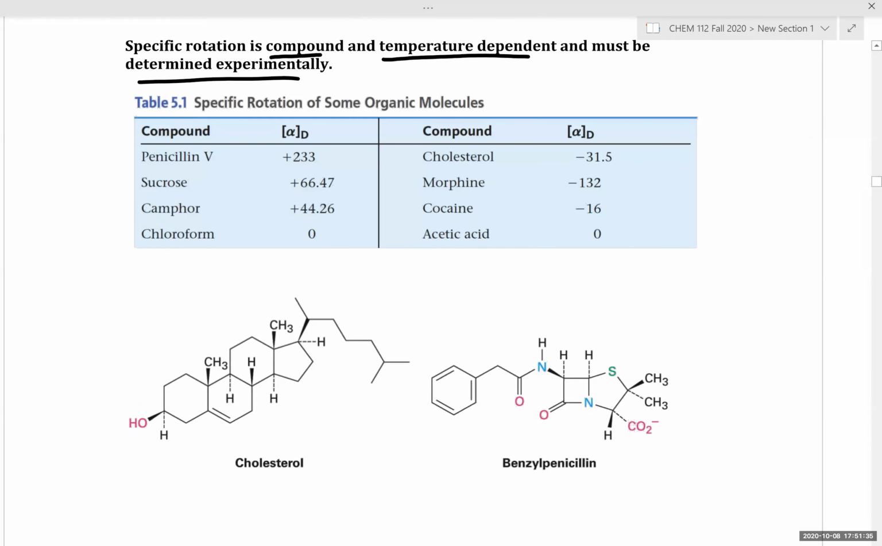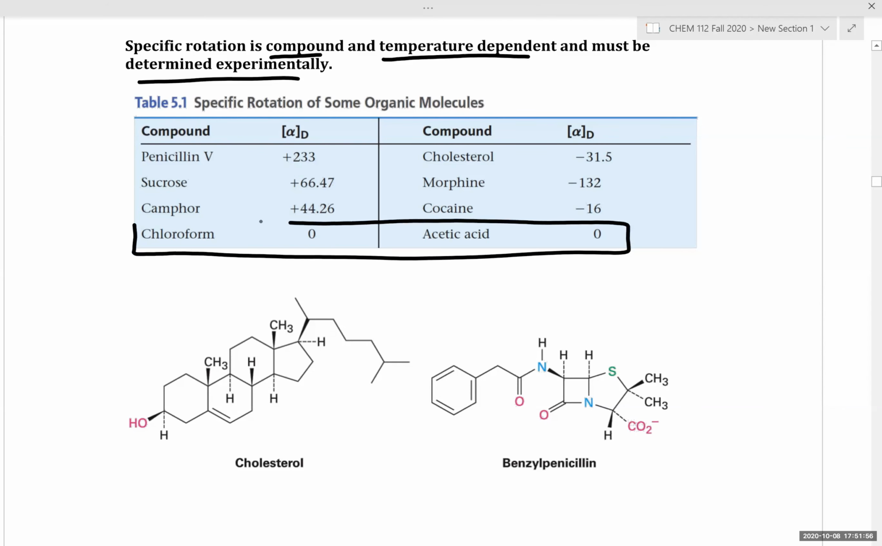Now, specific rotation itself is compound and temperature dependent and must be determined experimentally. It's typically used as a measure of a sample's optical purity and a measure of the relative amount of each enantiomer in a mixed sample. So, one thing that I'd like you to note is that we have two compounds, chloroform and acetic acid, that have an optical rotation of 0.